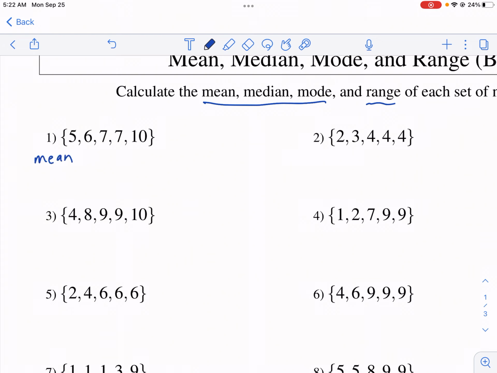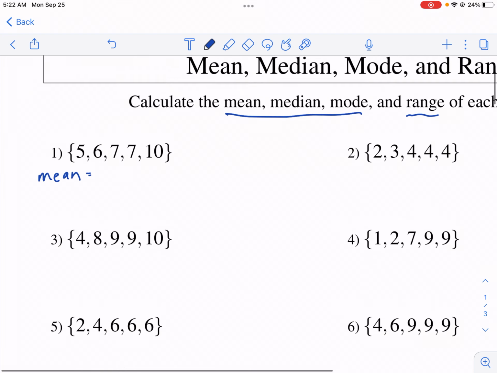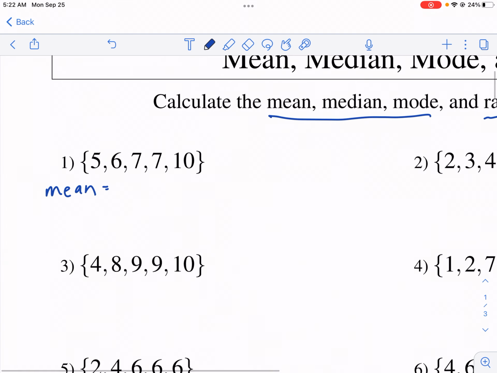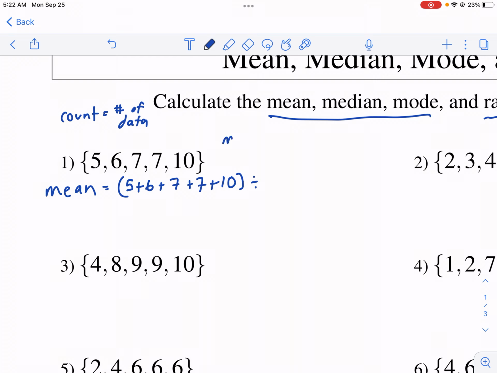The mean is probably the most used of these measures of central tendency, and essentially mean is another word for average. When you're looking for the average of these numbers, what you're really doing is adding all the data together, finding the sum, and then dividing by the count. And the count simply is the number of numbers, or the number of data. So we're going to take the mean, which is the sum divided by the count. Okay, so it's pretty simple.